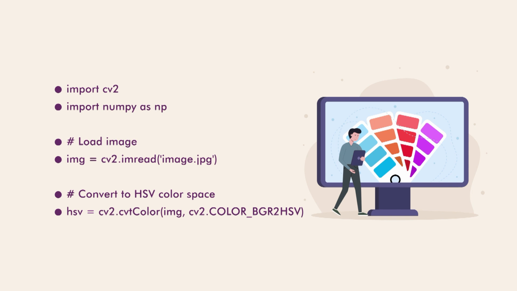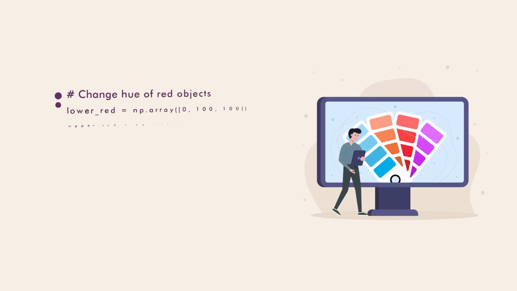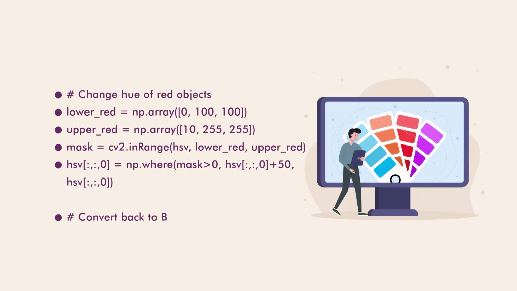First of all, you have to import the library, load the image, then convert to HSV color space by the cvtColor function. After that, we have to change the hue of the red object, which is the requirement for this particular task. After that, we have to convert back to the other color space.